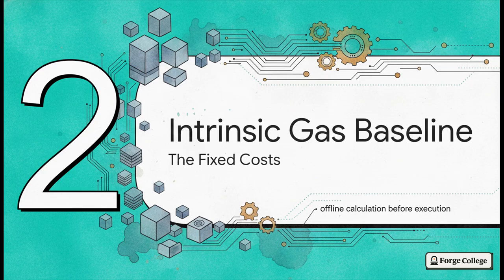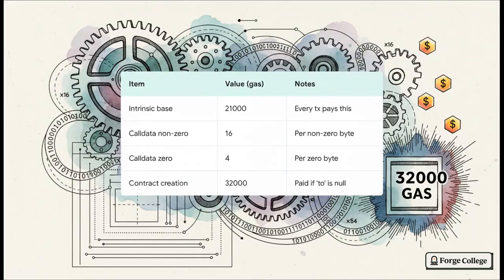So intrinsic gas is all about those fixed costs, and it's based entirely on your transaction's data fields. And the absolute beauty of this? It all happens before execution even starts. That means we can calculate it completely offline. Think of this like a literal bill of materials. To calculate intrinsic gas, we're relying on a few very specific constants.